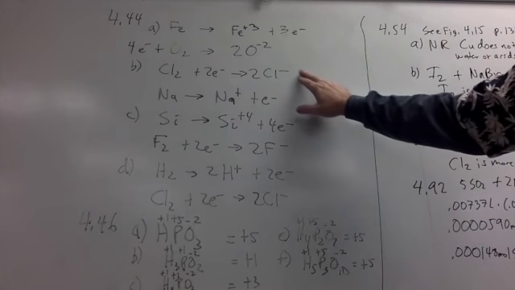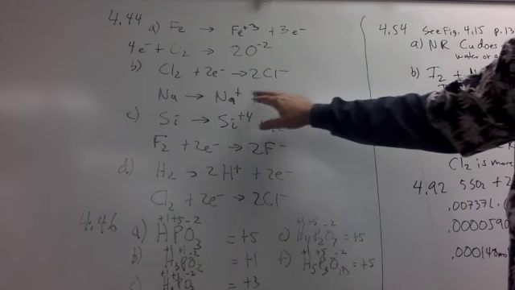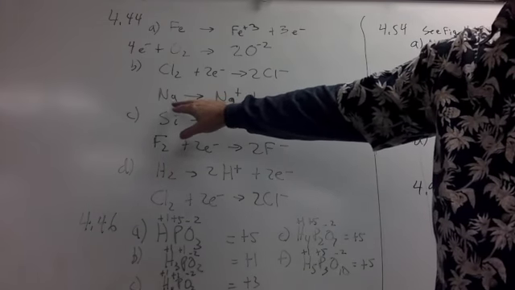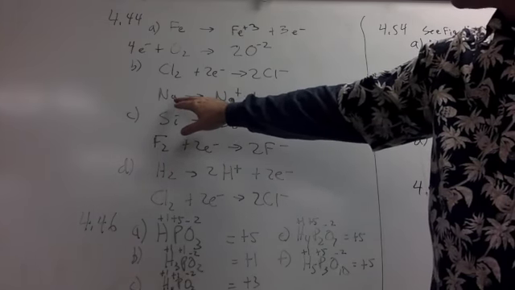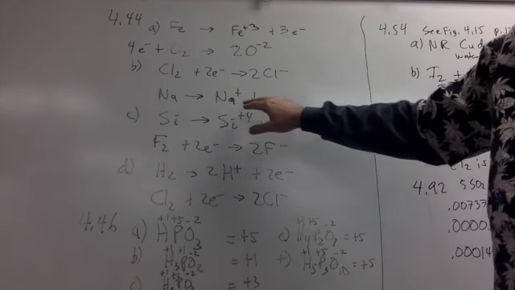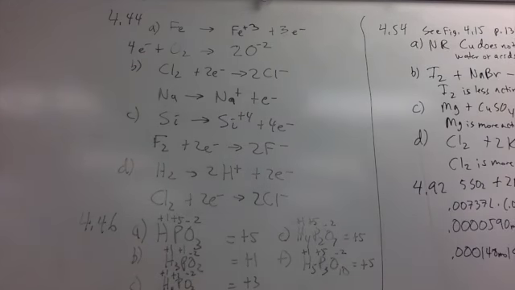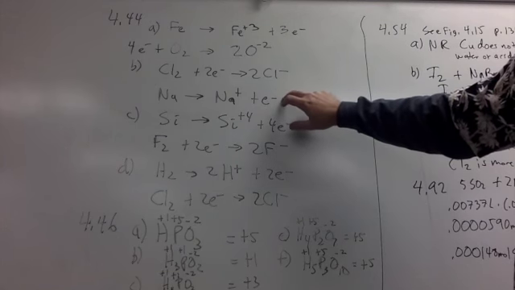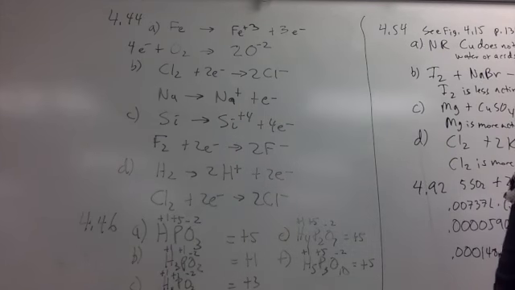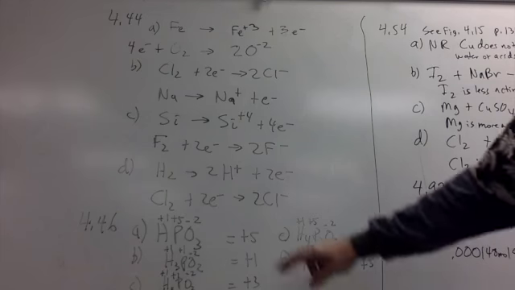Chlorine, Cl2, going to 2 Cl minuses by adding 2 electrons, reduction rather. Sodium going to sodium +1 plus an electron, oxidation. Double this reaction and put them together, you get the reaction given in the question.